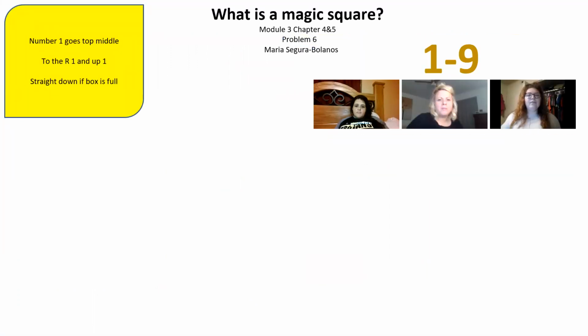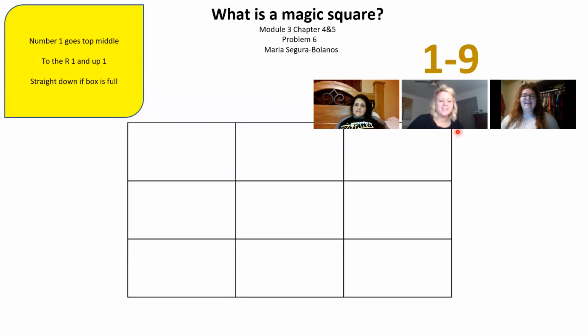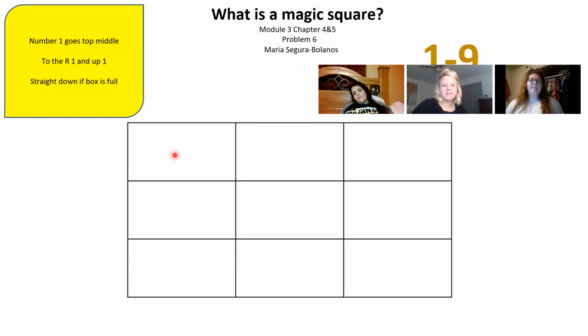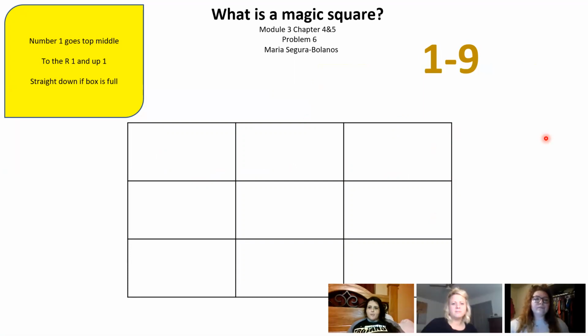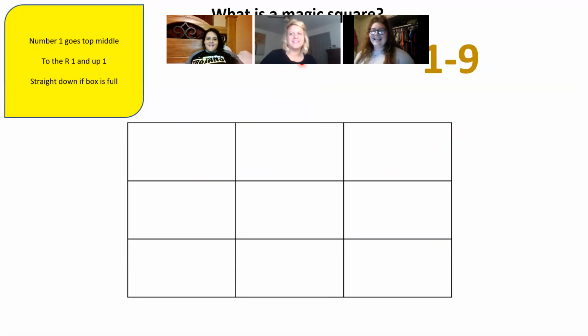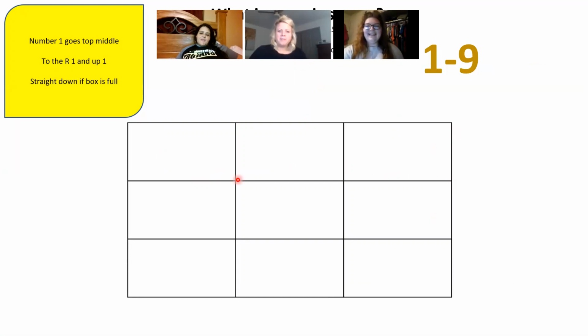All right, and Maria, what is the magic square? A magic square is basically a square of numbers. You can make it into a 4x4, a 3x3, a 5x5, where you have a set of numbers. So we're going to use 1 to 9 on this specific one. Let me put our faces over there. So basically a magic square is where the numbers going across, going down, and diagonal are all going to equal the same sum.